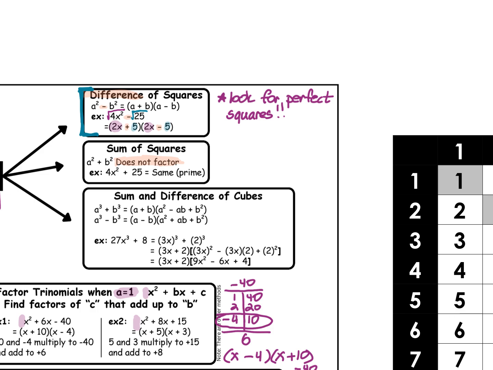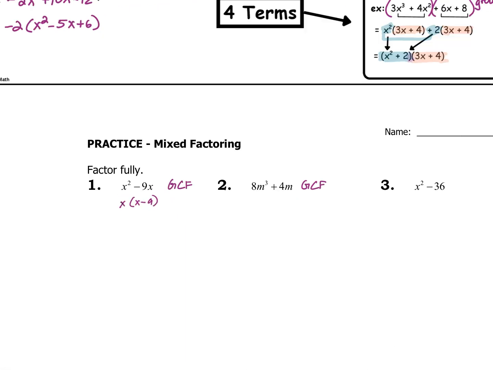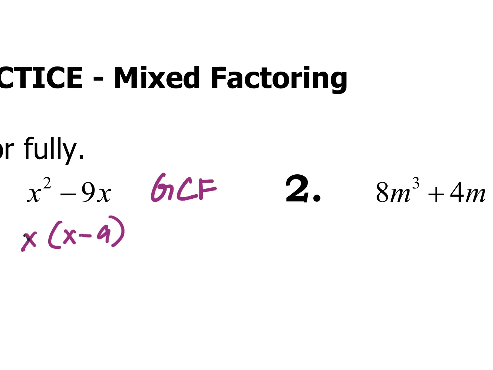So I need to look for perfect squares and see if there's a subtraction sign between them. So coming down here, I am just looking inside the parentheses. Well, this is a perfect square, and I do have a subtraction sign, but this is not a perfect square. So I'm done. This is my answer.